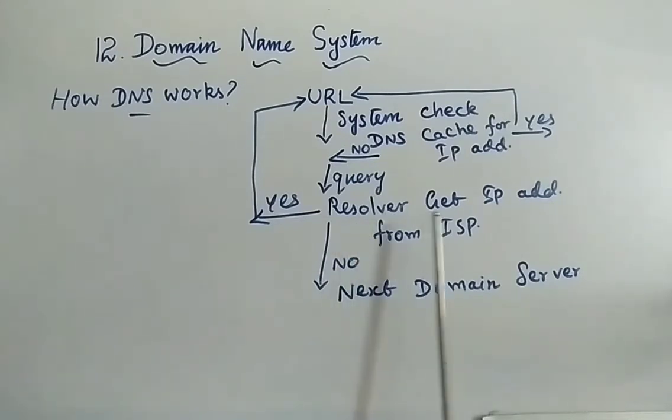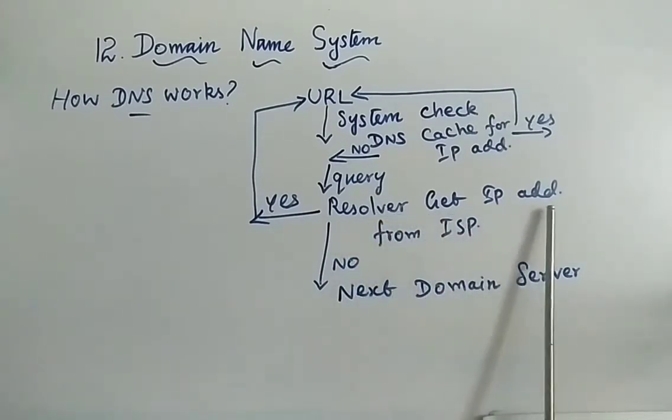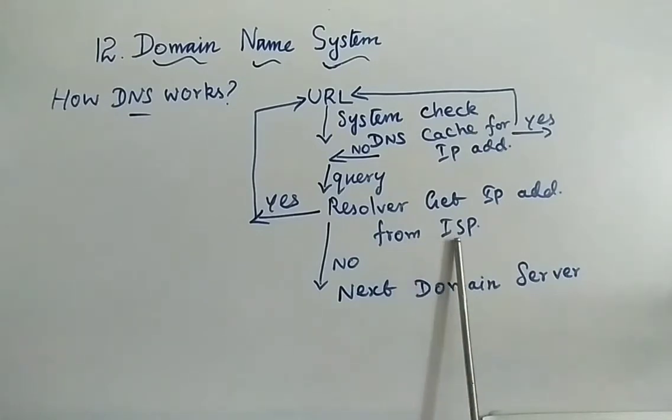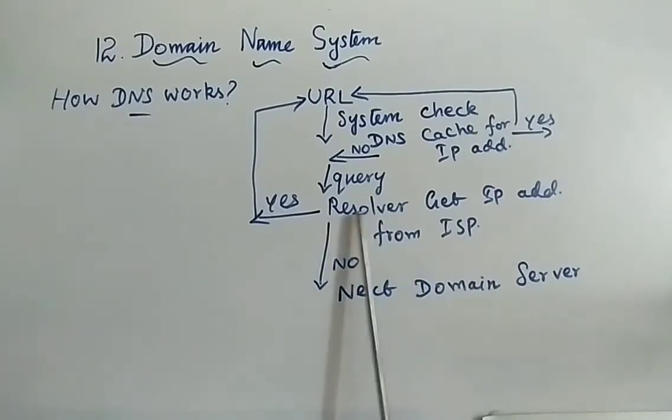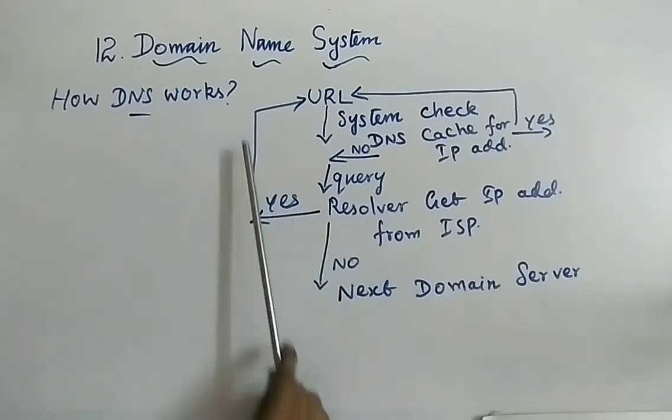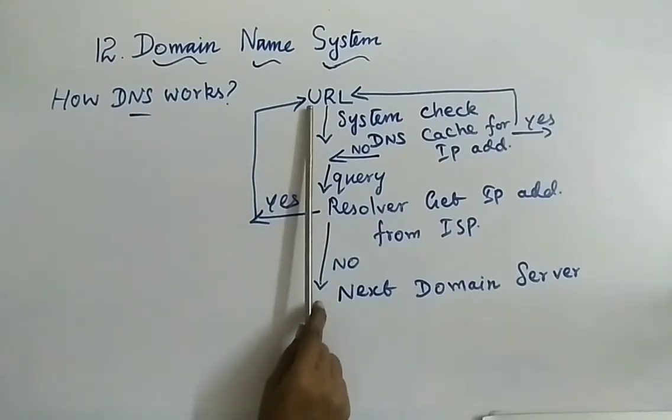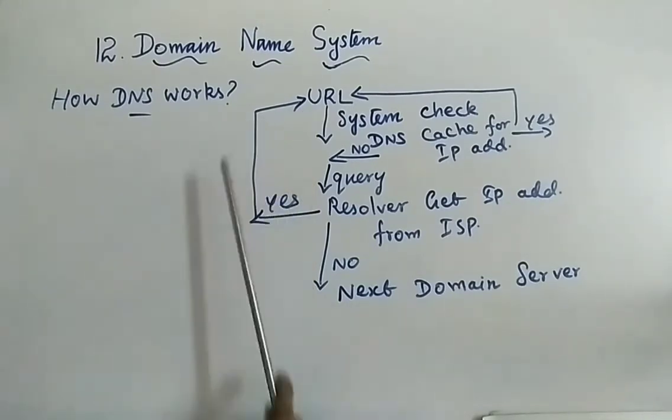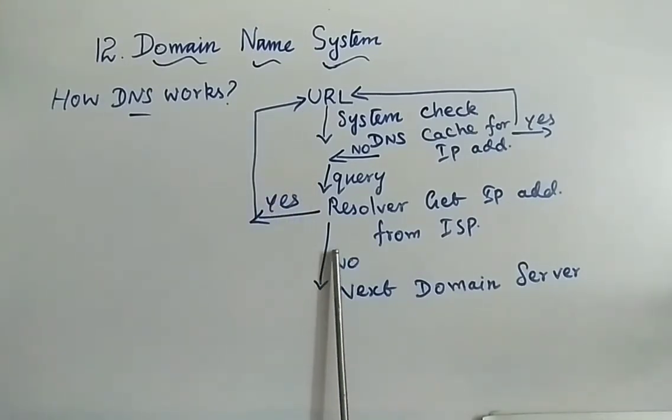Now what must it do? It is responsible for getting the IP address from whom? From the ISP. ISP is nothing but Internet Service Provider. If we get the answer at this point, if we get the correct IP address, what happens? The result will go back to the URL. The answer will come to your computer, and the page will come. If not, the answer is no, it is going to query the next domain server.